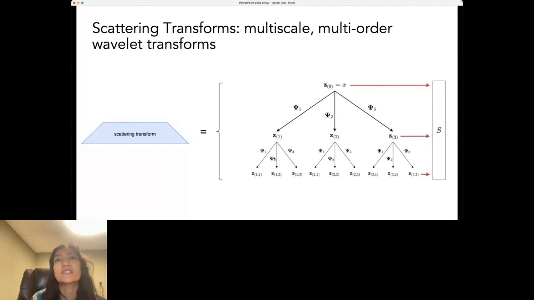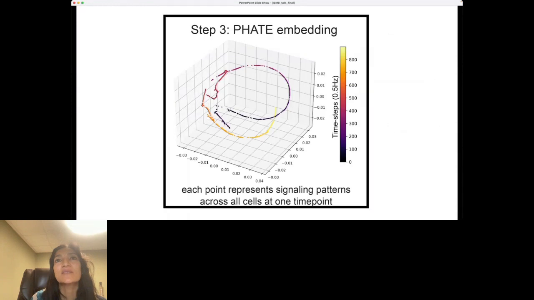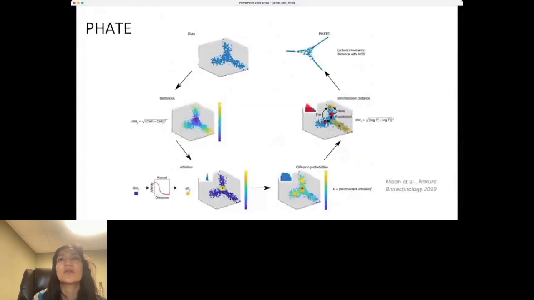Finally, we take the description that we get out of the geometric scattering transform at each time point, and we draw a PHATE trajectory out of it. And PHATE, as you've seen before, is a method that uses this same kind of diffusion operator and gets a distance that's based on the log scale diffusion probability. So again, using Varadhan's formula that captures manifold distances between data points.